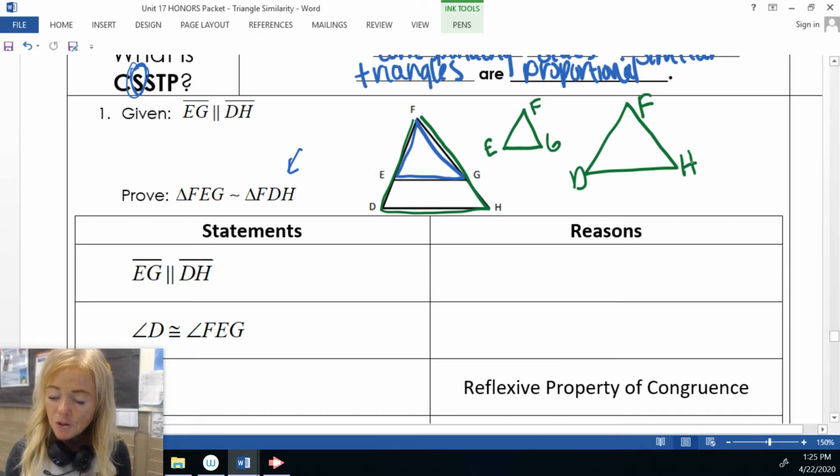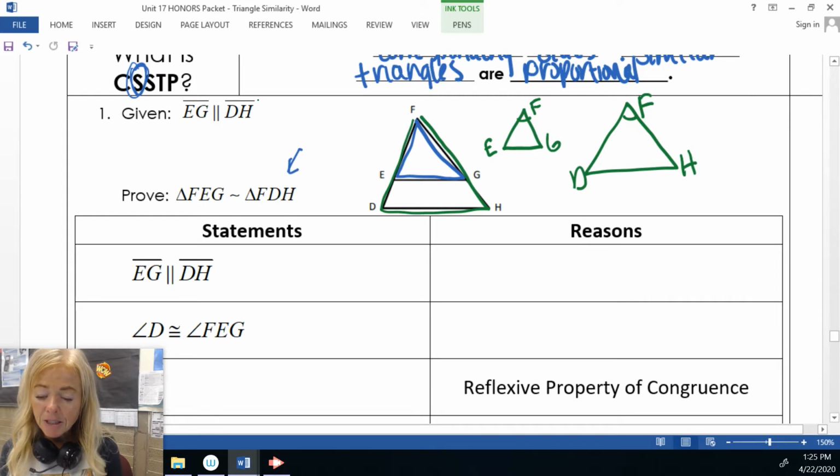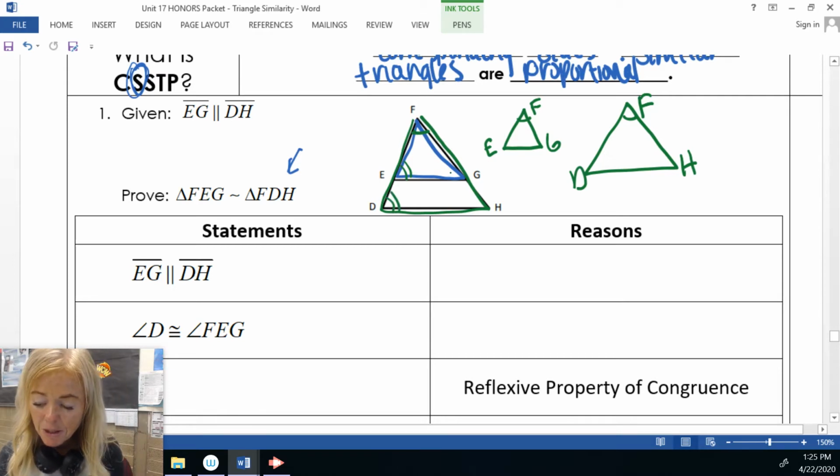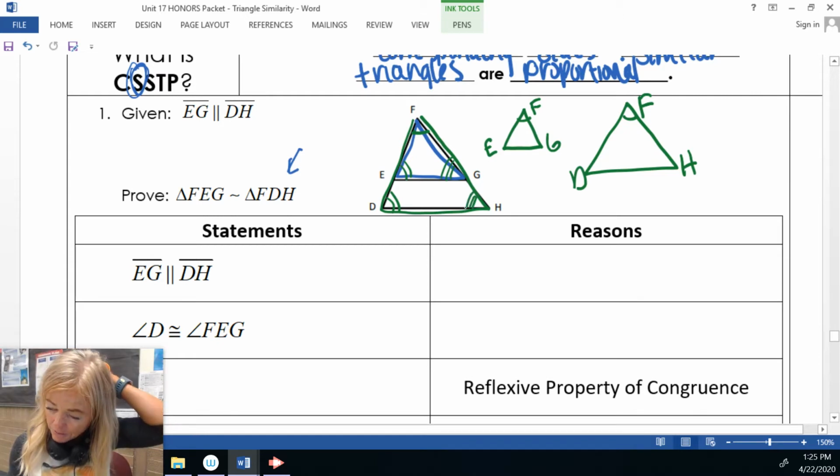All right, so these two triangles have the same angle F. It's an overlapping angle. You note that it's going to be congruent. And then we're also given the information that EG is parallel to DH. Now, if EG is parallel to DH, then that means we have another angle, the corresponding angle, and actually all three are going to be congruent because we have corresponding angles in both sides of the triangle, the similar triangle.